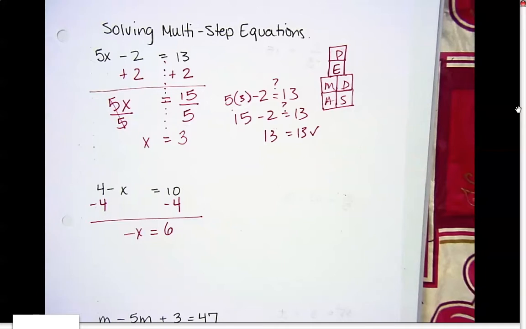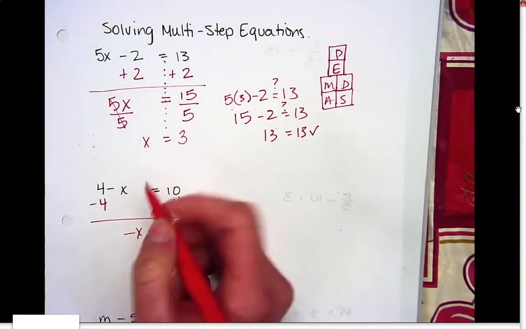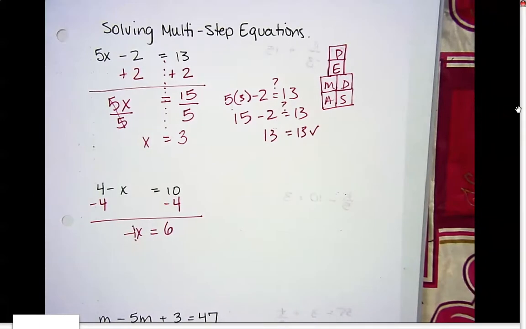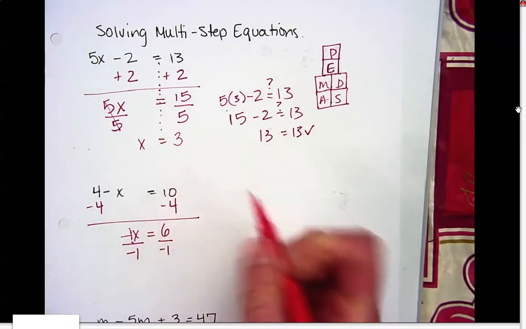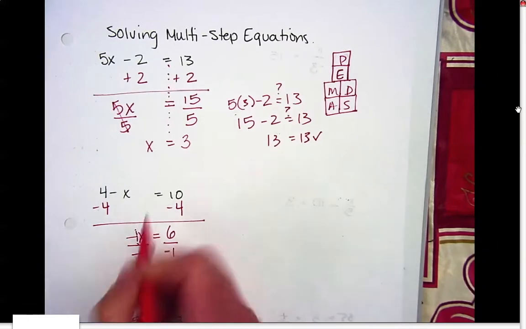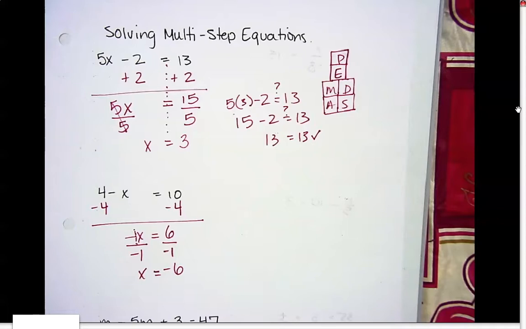But I can't end my problem with a negative variable like that. So what number is really in front of the variable? What's the coefficient here? Well, there's this invisible 1. So how do I get rid of an invisible negative 1 in this case? I'm going to divide both sides by negative 1, because a negative divided by a negative is a positive. So now I have x is really equal to negative 6.